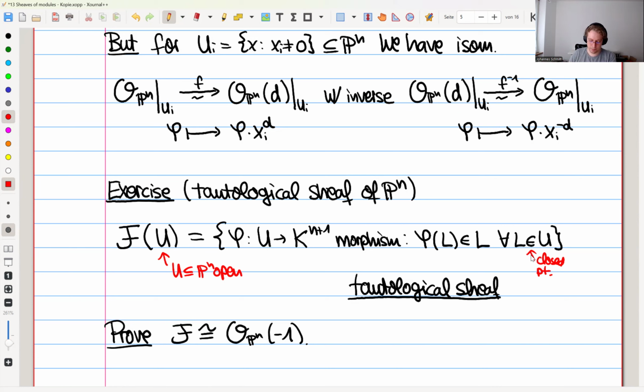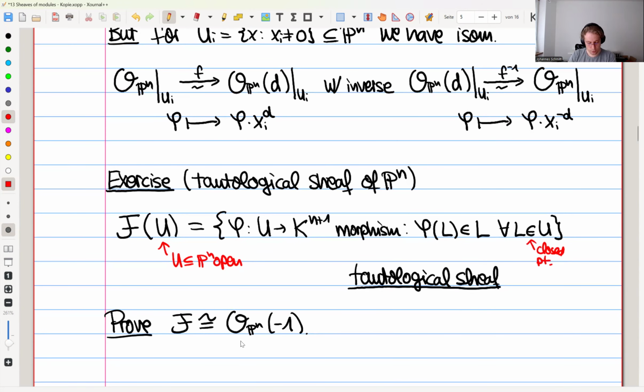And you can add two such things because if you have two elements in the line, their sum is again in the line. And you can also multiply these things by functions, because if you lie in a line and you multiply by the value of some function, then you're still in the line. And so this makes this tautological sheaf into an O_X module. And it's an exercise to prove that this tautological sheaf is actually isomorphic to O_{P^n}(-1). If you set d equals to -1, then you get exactly this thing.